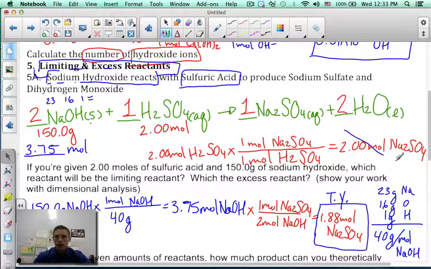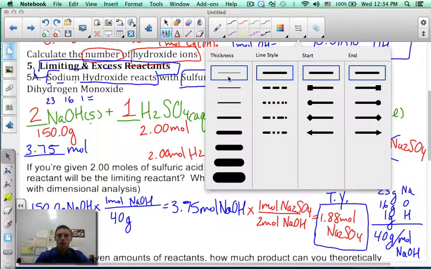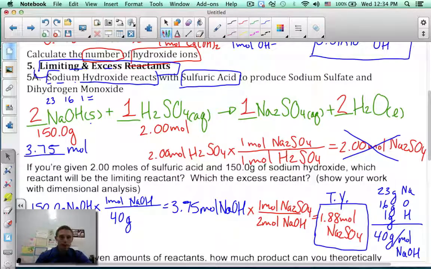This one I cross out, because it never happens. I'm going to get my green marker over here. I'm going to say, hey, this guy is my limiting reactant. I'm going to erase that stuff, just make this a little bit neater. This guy up here, my sodium hydroxide, is my limiting reactant.